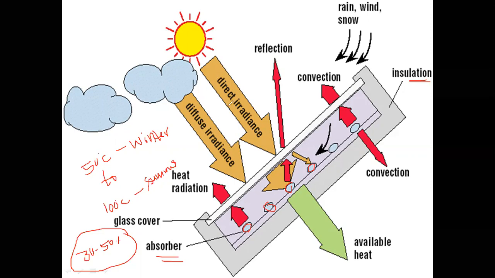Actually, this absorbs either direct radiation, diffuse radiation or global radiation. In this, the glass cover absorbs the solar radiation. These fluid tubes collect the solar radiation and deliver it in the form of liquid, or it is directly converted in the form of electrical energy.